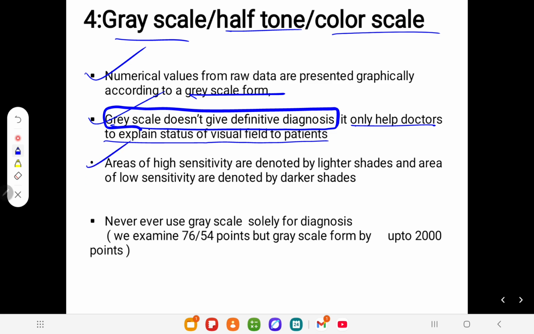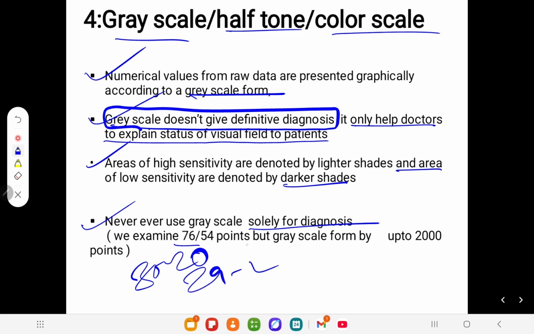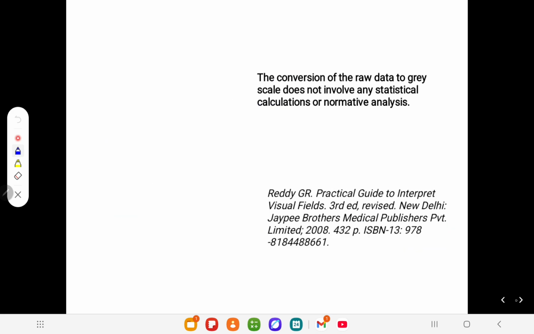Okay, so areas of high sensitivity are denoted by lighter shades and areas of low sensitivity are denoted by darker shades. That's very important. Never ever use grayscale solely for the diagnosis. Never ever. Don't do this. That's definitely going to be a car crash. We examine 76 or 54 points, for example 30-2 or 24-2, but in grayscale there may be up to 2000 points, so we cannot comprehend it. Okay.